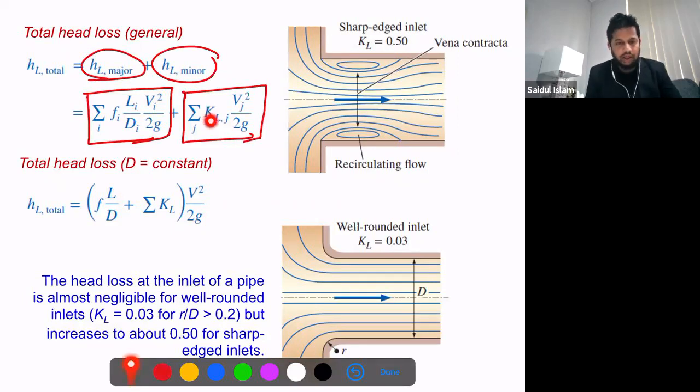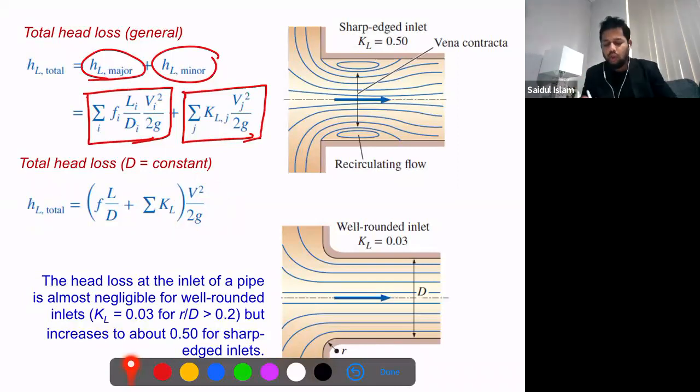Look, this is K_L, the loss coefficient, V squared over 2g. Why is there a summation? In a piping system, we could have a bend, maybe multiple bends, multiple valves, the inlet, the outlet, all related to minor loss. So we need to sum all those minor losses. We have the second problem where I will show you how to do this. Now, this is the total head loss, and I believe it is crystal clear to you that this is quite an easy thing.